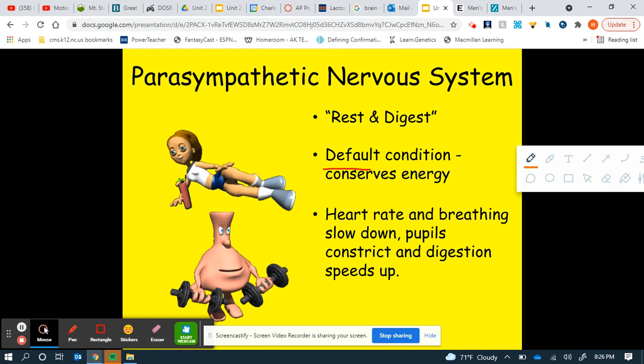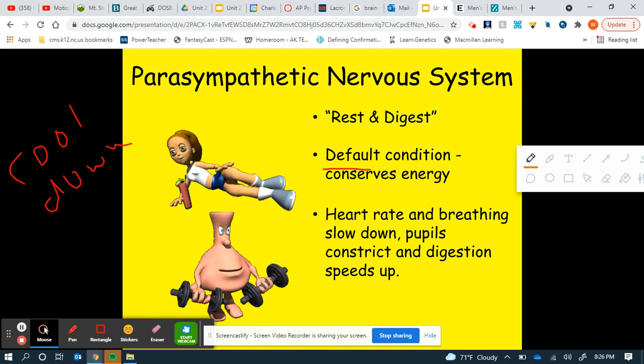Okay, and this is what kicks in if you've been stressed, if you've been playing a game, whatever. Eventually this is what's going to kick in to cool you down. Your heart rate slows down. Your pupils constrict. Digestion speeds up again. Why, like I said, an hour or so after you play a game, you probably have to go to the bathroom. So, as I said, this is the default condition that is just kind of when we are normal, when we are resting and digesting.